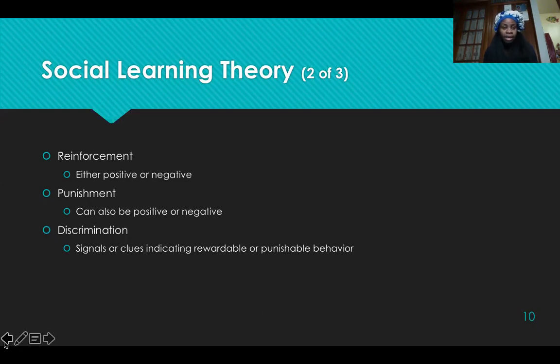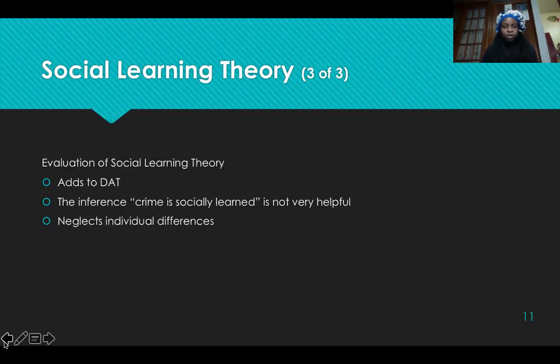Discrimination is another important concept of social learning theory, SLT. Discriminative stimuli are signals or clues transmitted by others indicating the kinds of behaviors that will be rewarded or punished in a particular social context. And then the evaluation of social learning theory. SLT adds to differential association theory by specifying how definitions favorable to law violations are learned by operant conditioning, although it neglects the role of individual differences in the ease or difficulty with which the person learns.